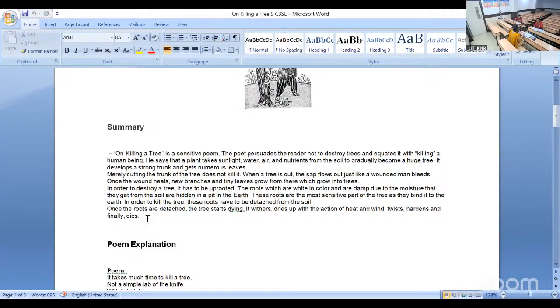So when the tree is uprooted, its root and its stem, everything becomes stiff. The leaf also becomes brittle, right? It dries. It doesn't stay green if there is no life. Same thing happens with a human. The same thing is comparing a tree with human.